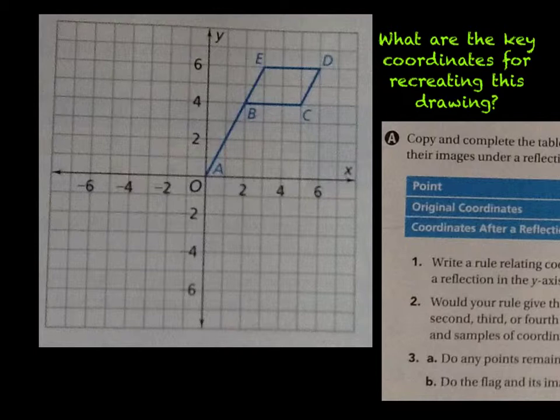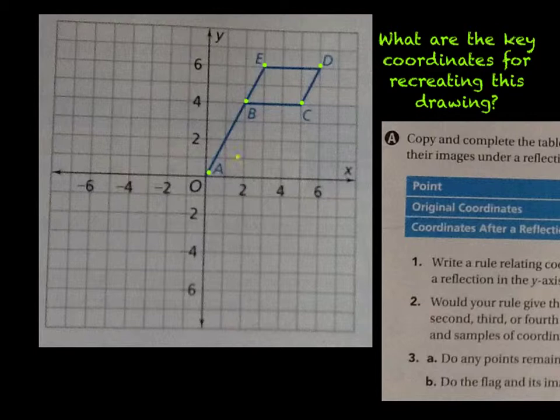In that sort of thing, I always like to think about what are the landmark objects for this picture. It would make sense that we pay attention to these coordinate pairs, essentially the ones for A, B, C, D, and E. So the best thing to do is actually write them down and keep track of them.